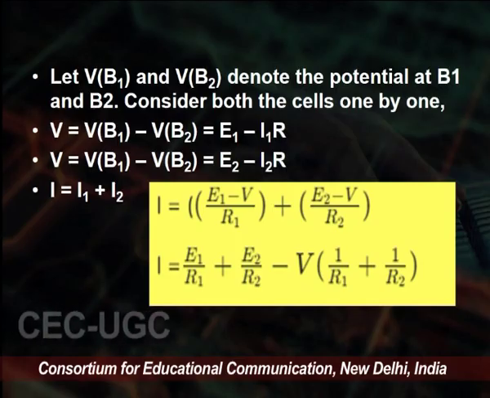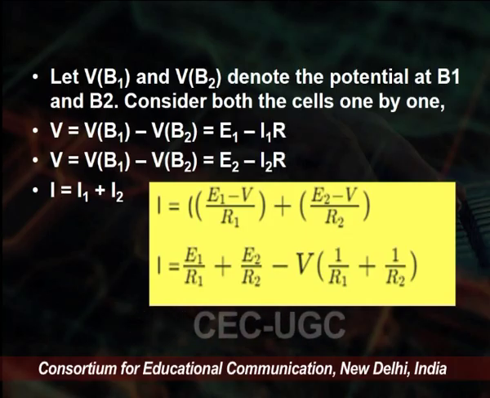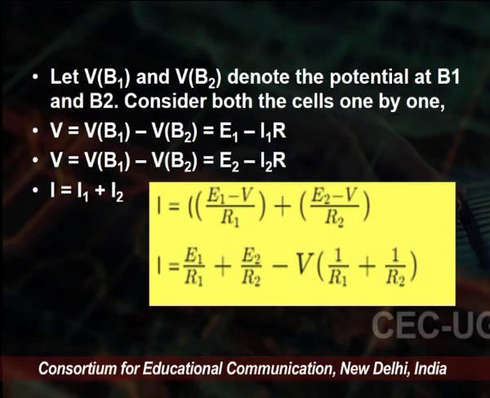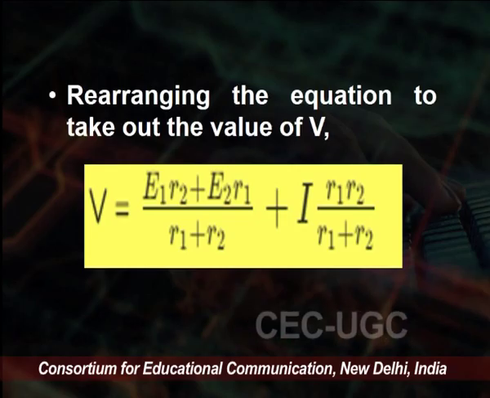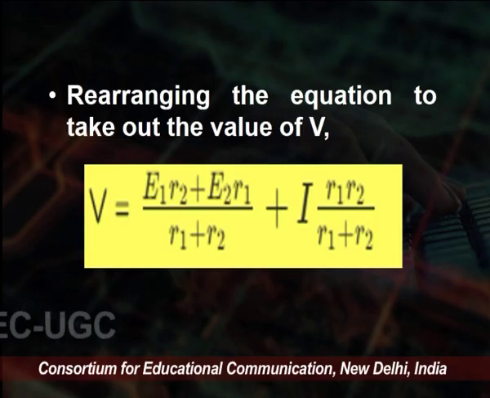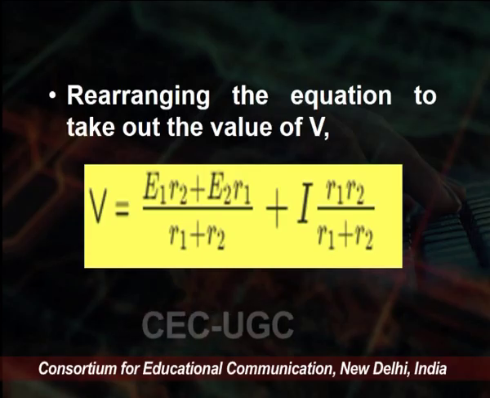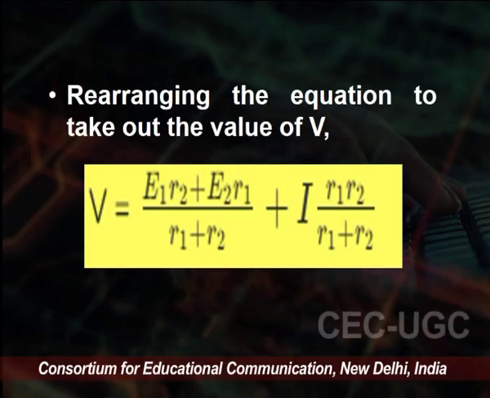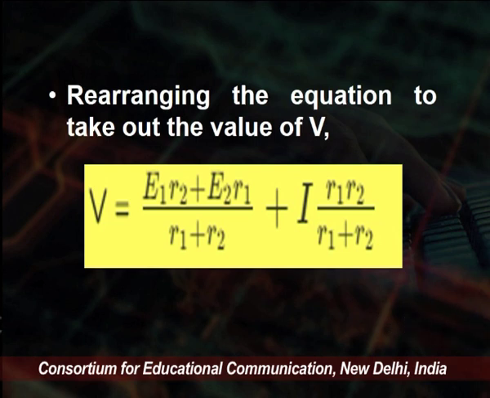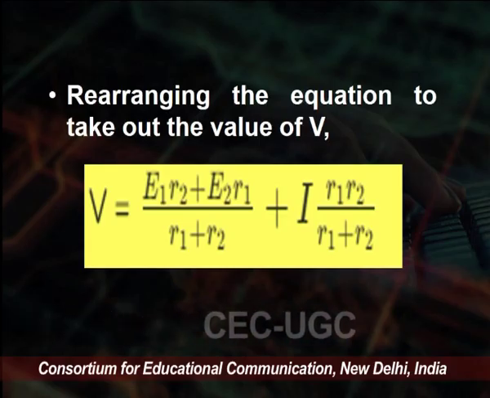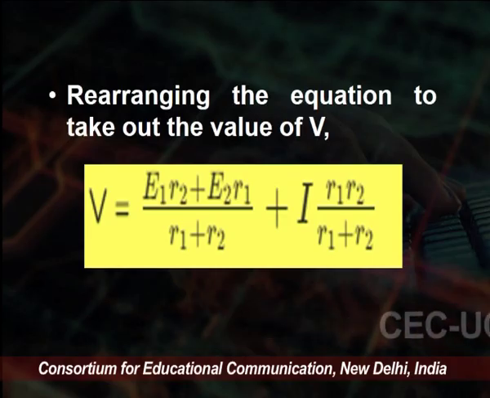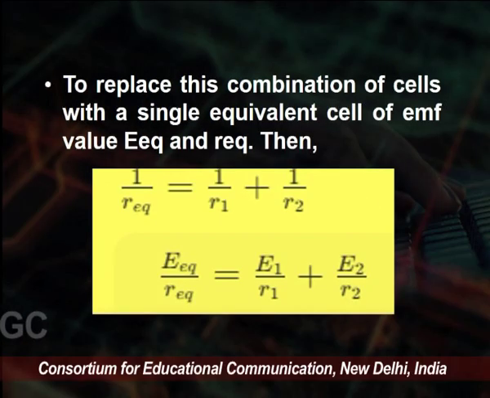So now we will solve it. We open this equation, then we have I is equal to E1 by R1 plus E2 by R2 minus V into (1 by R1 plus 1 by R2). So rearranging the equation to take out the value of V, then finally we have V is equal to (E1 R2 plus E2 R1) divided by (R1 plus R2) minus I into R1 R2 divided by (R1 plus R2), as we know that this I is I1 plus I2, we are taking the total current.